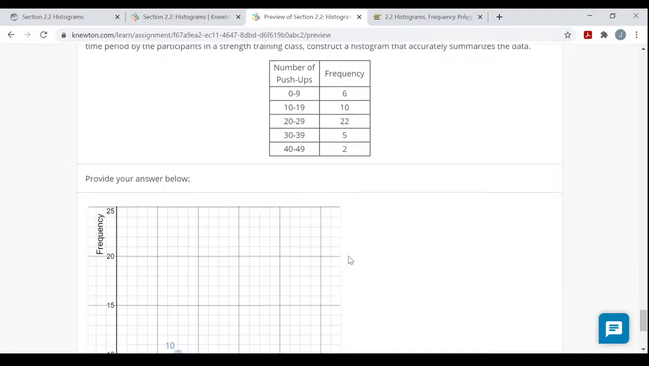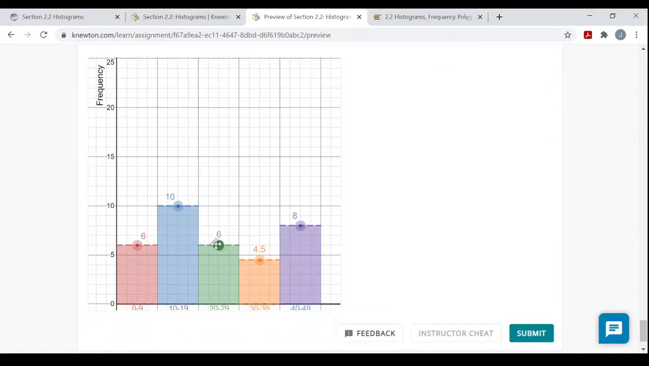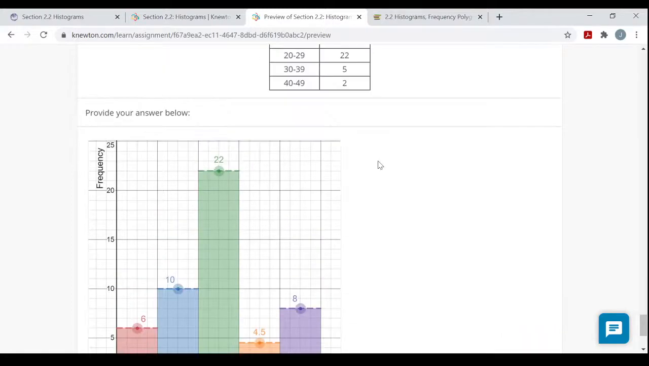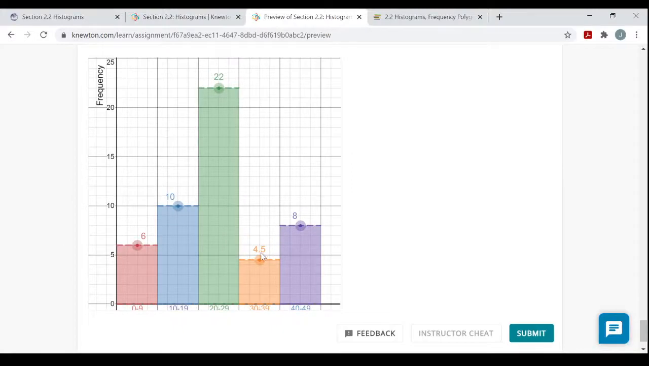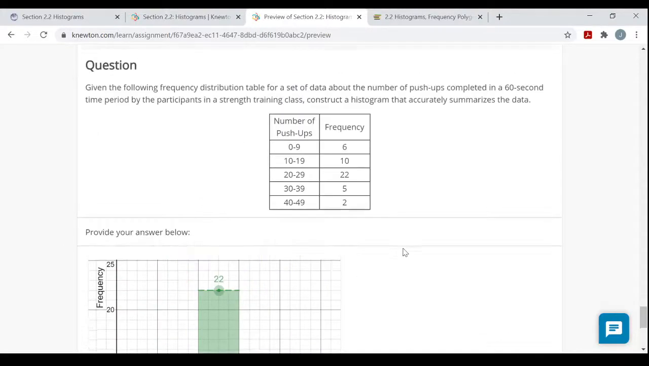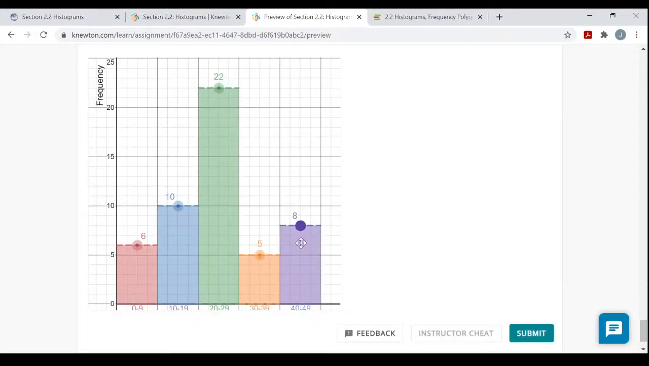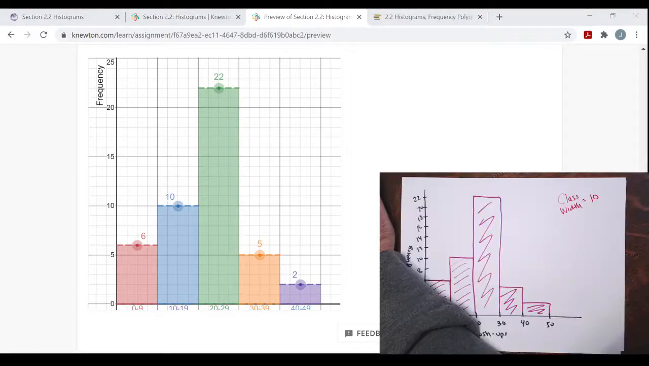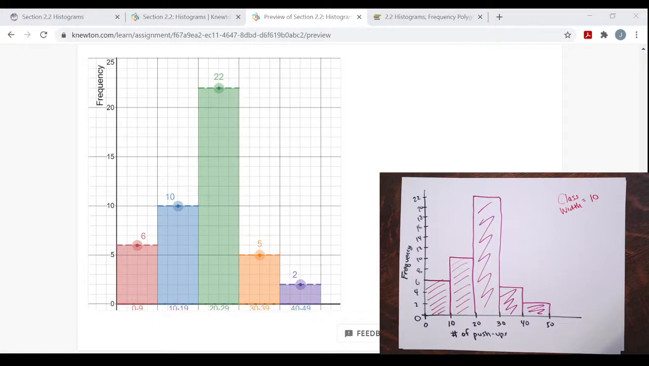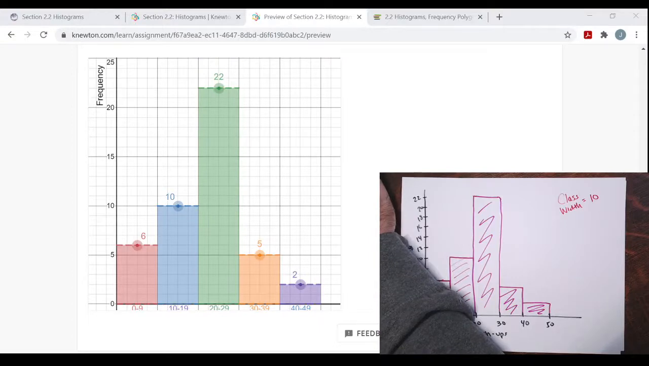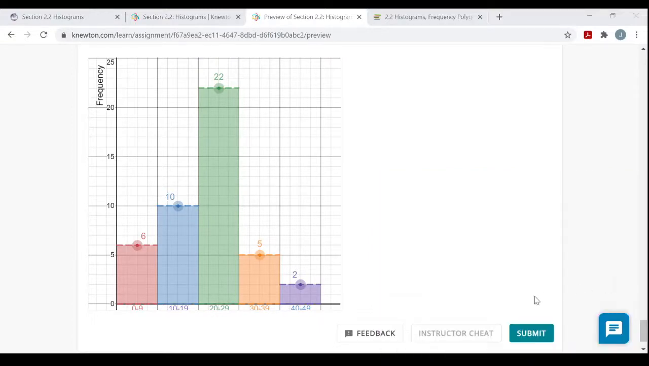20 to 29 push-ups, 22 people. Alright, and then 30 to 39 push-ups, 5 people. And 40 to 49 push-ups, only 2 people. All right, and there you go. There's that same histogram that I just drew, right? That looks pretty similar to what I have here. Same shape, same distribution, right? When they say distribution, it just means shape. Okay, and then submit.